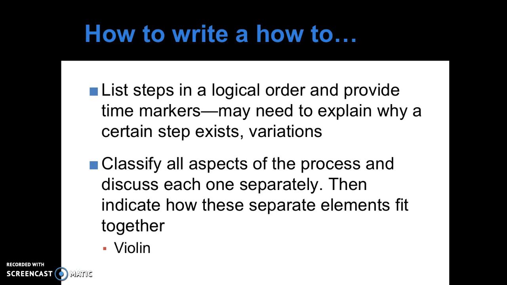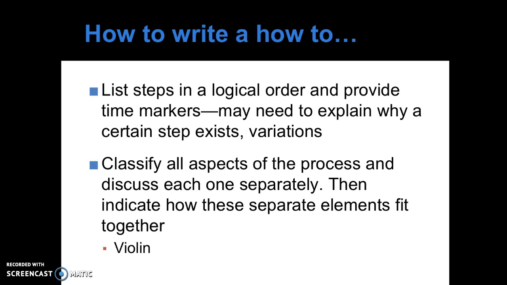The second idea is to make sure that you classify all aspects of the process and discuss each one separately if this works for your topic. So for example, if you were talking about how to play the violin. In order to play the violin, I have to have my fingers in a specific place. I need to have the bow and be aware of where that is. I also need to be aware of the placement of the violin, how to hold it.